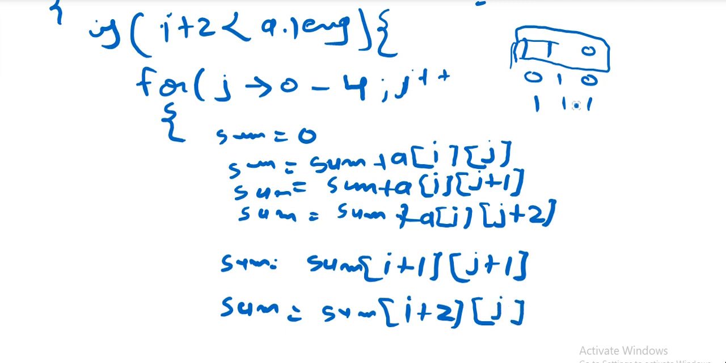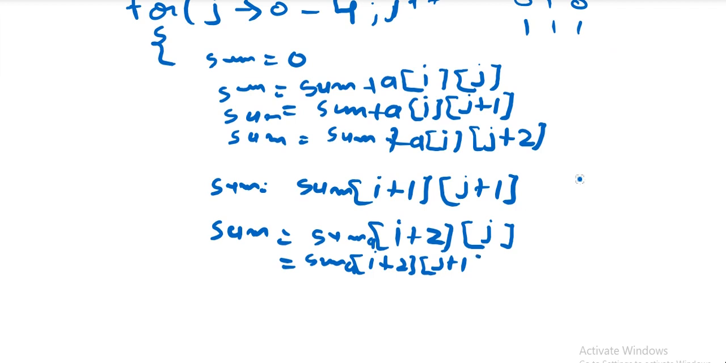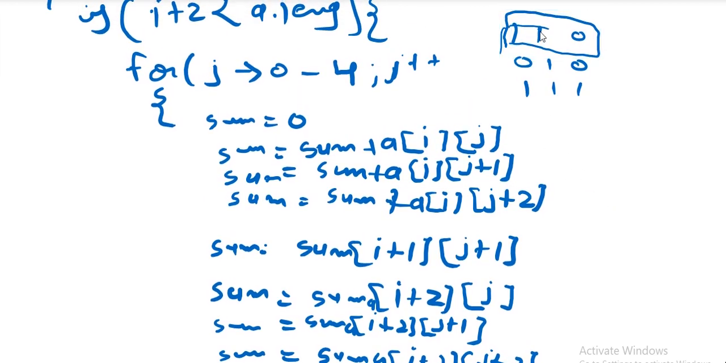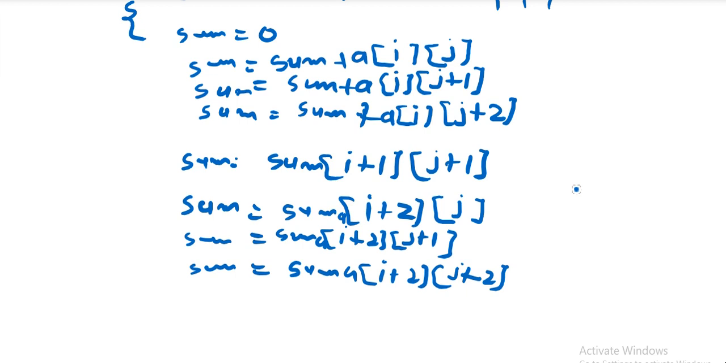So for the j 0 position, sum plus A of i plus 2, j, then A of i plus 2, j plus 1, and same for the third one, i plus 2 and j plus 2. Okay, this is the sum. So in this logic I am just adding all the three rows and three columns. Okay, at the end I am just taking which one is the top one.